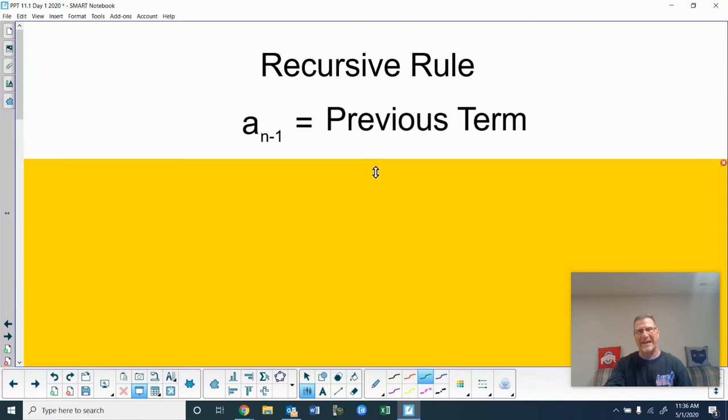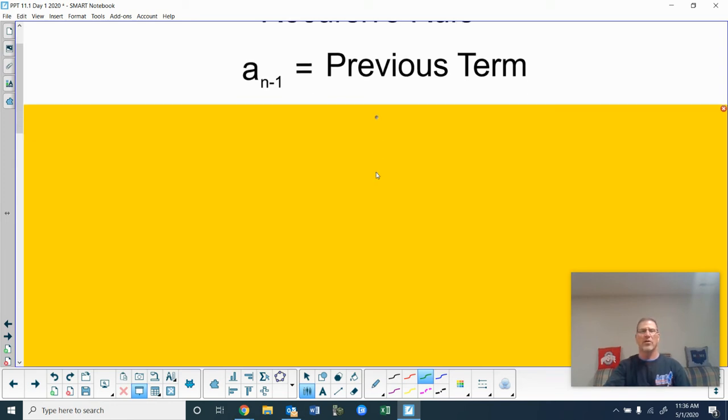We have this a sub n minus 1 term. So, if I'm looking at the first term, n is 1. And then if n is 2, the second term, it'd be a sub 2 minus 1, which is 1, or the previous term. It's kind of tricky, but just always remember, a sub n minus 1 is the previous term.